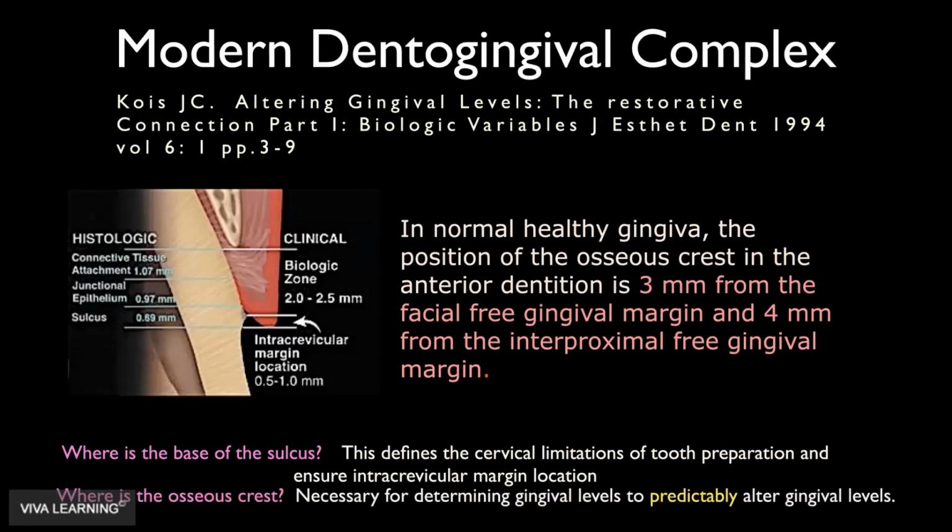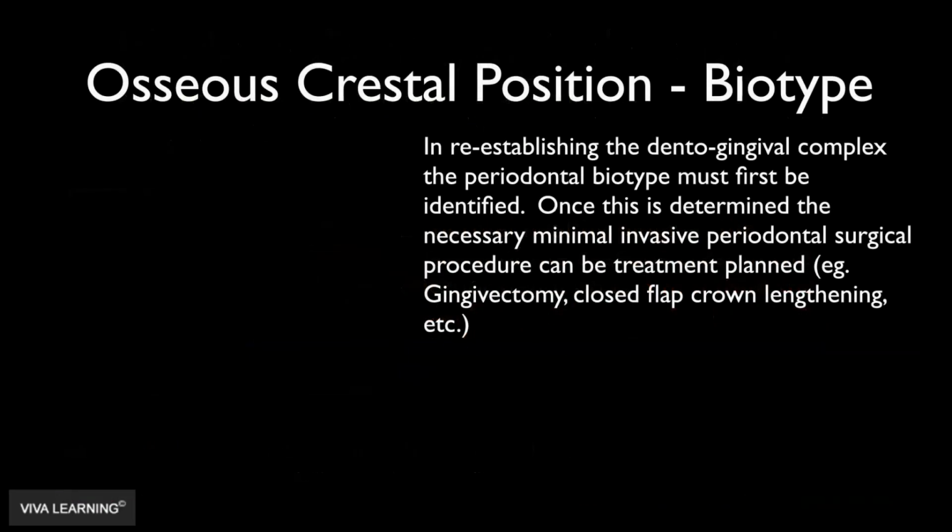Then you need to know where the osseous crest is, because this determines where you're going to be able to establish that 3 millimeters. So when you have 3 millimeters, you know that it's going to heal to that point, and you're able to then predictably alter gingival levels. So I'm going to show you in this more complex situation, so you fully understand this concept. This is super important, people, so that you're able to really simplify these problems.